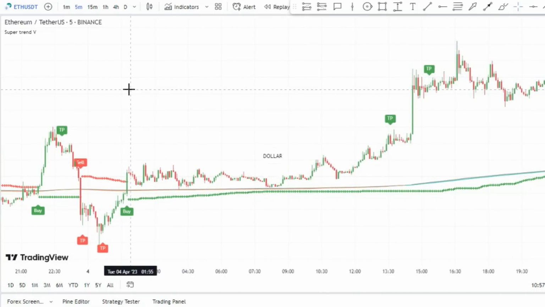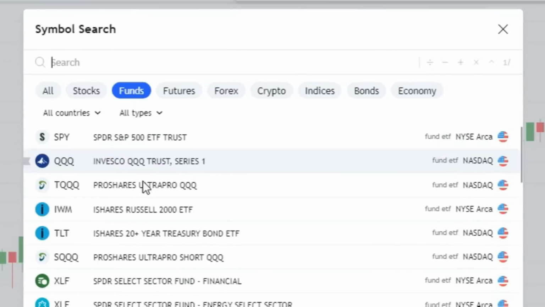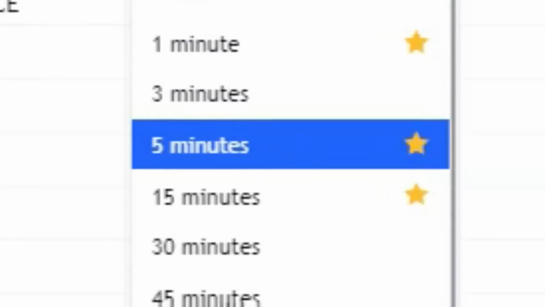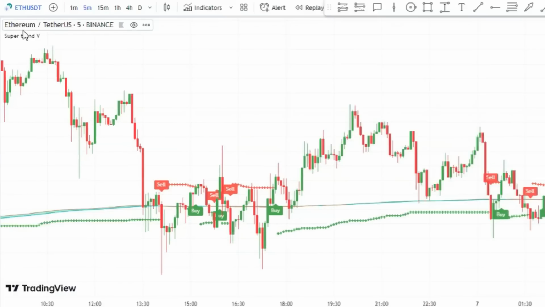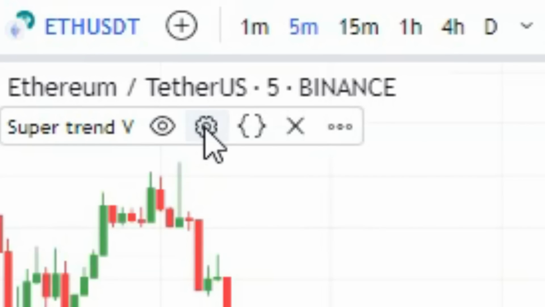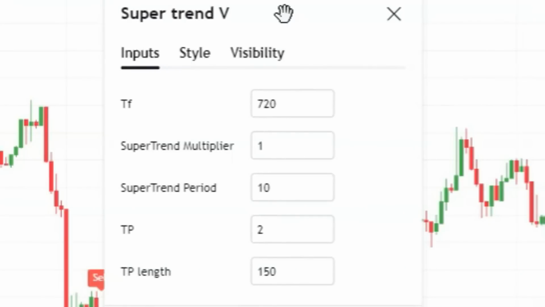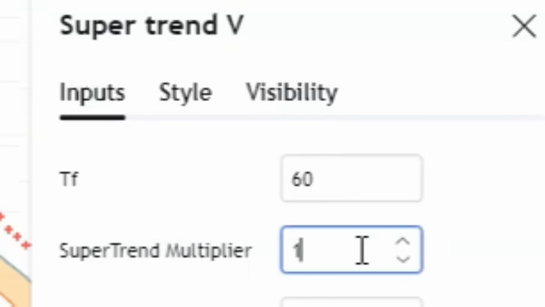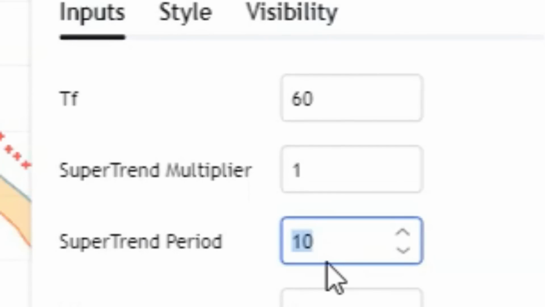But before we do that, I wanted to mention this strategy can be used on all charts and all time frames. So let's adjust the super trend settings to get the most out of our trading strategy. First, change the time frame to 60. Then the super trend multiplier to 1. And then change the super trend period to 21.